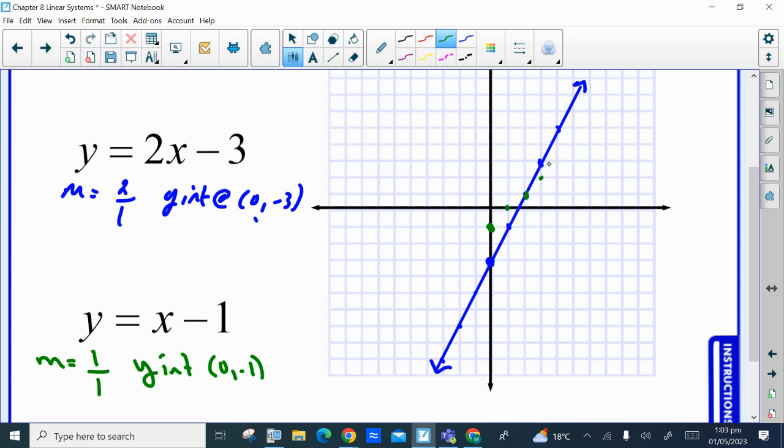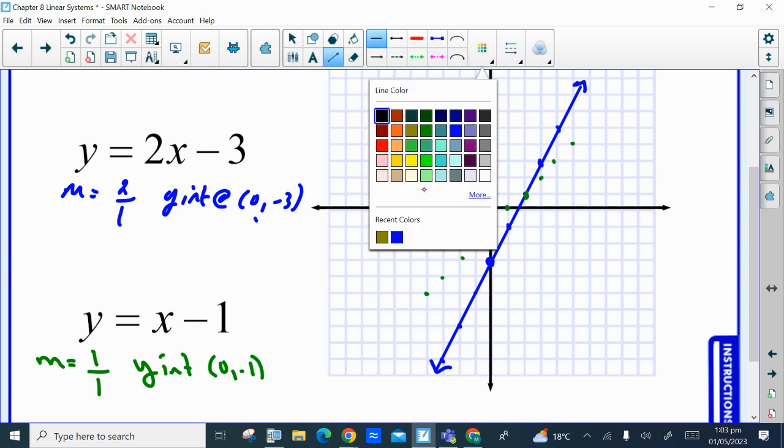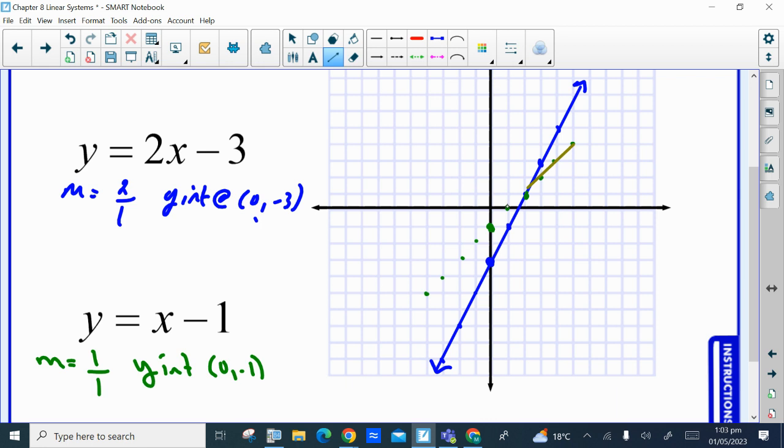Rise 1 and run 1. You can also rise -1 and run -1. Both of these lines have a positive slope, so they both rise as you go left to right, which they do. And so it looks like our point of intersection is the point 2, 1.